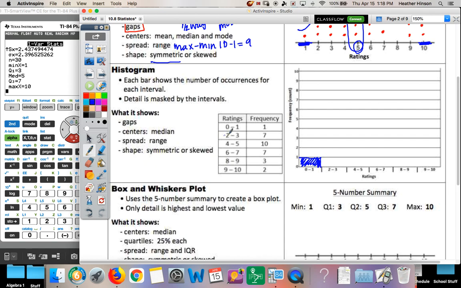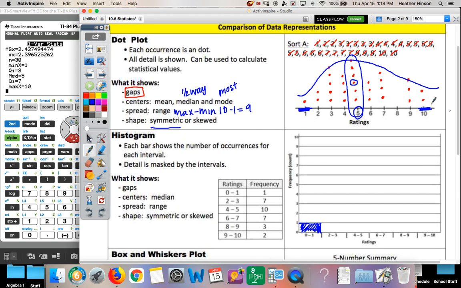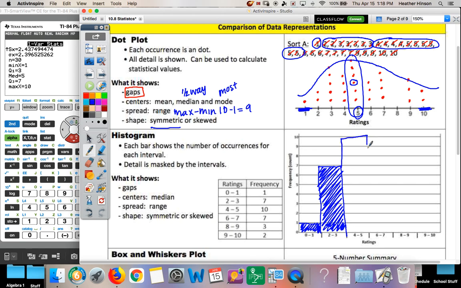For 2 to 3, we had 7 numbers. And we have those numbers at the top. We can look at them. So we had one number for 0 to 1. For 2 to 3, we have 7 numbers. So we're going to go all the way up to 7 and draw that box. I like to color it in. You don't have to, but I like to. 4 to 5, there were 10 of those. So we're going to go all the way up to 10.